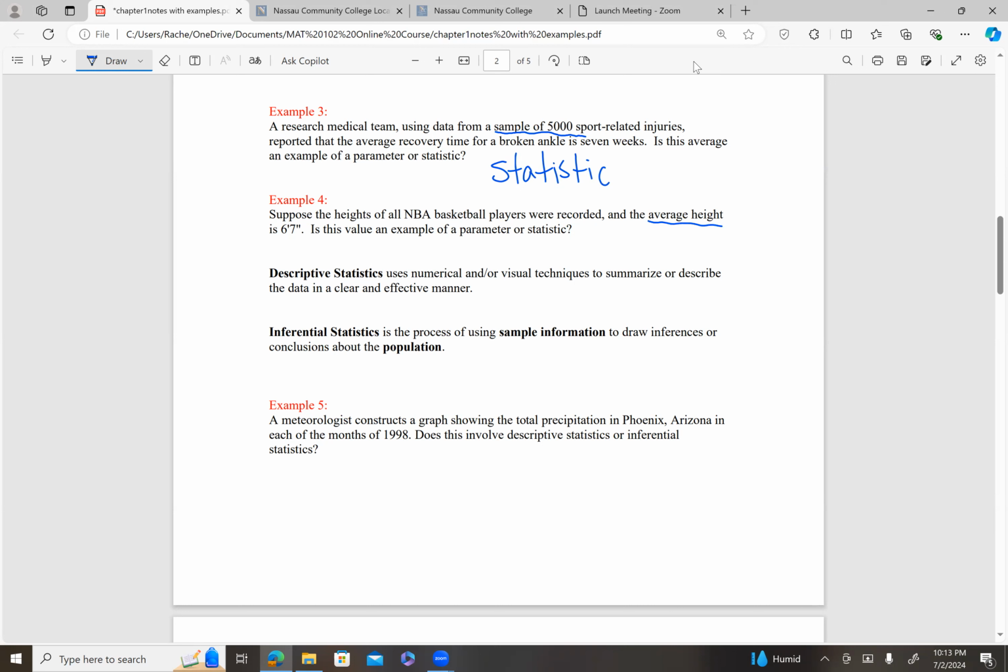Now, you have to ask yourself, are we looking at a population of basketball players, or are we looking at a sample of basketball players? This particular example, we're looking at the heights of all NBA basketball players. So all implies that it's the entire population. So since this average height of 6'7" is describing the average of the population of NBA basketball players, we're going to consider that average a parameter.